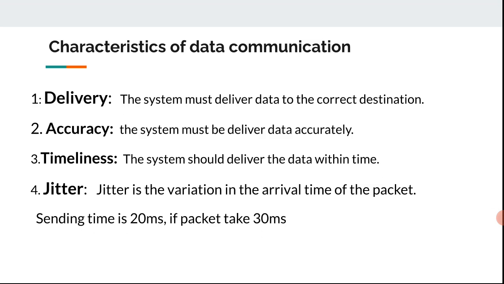We have the characteristics of data communication. These are the basic characteristics of data communication. When these things are included in the data, we say a correct data communication occurs.